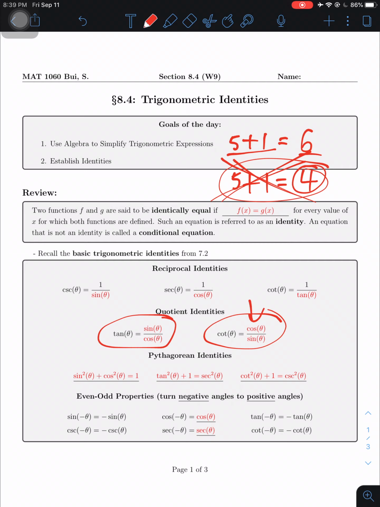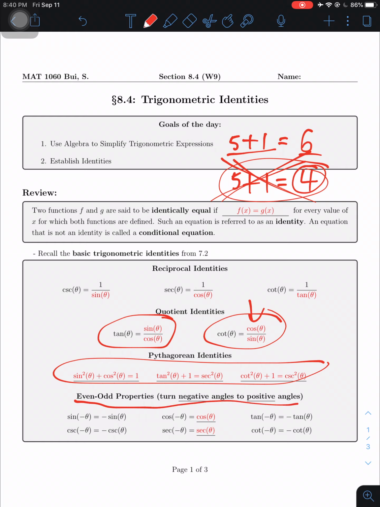Lastly, the hardest ones to remember, the Pythagorean identities. I told you guys, whenever you see a square, it should ring a bell about the Pythagorean identities. Those are the only three that have a square among all of the identities that we learned in this class. And from 7.4, we also have even-odd properties.